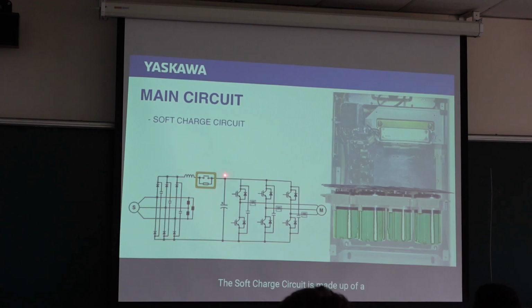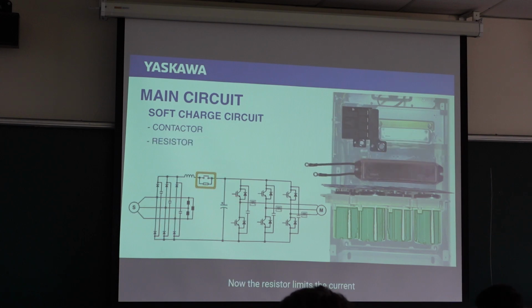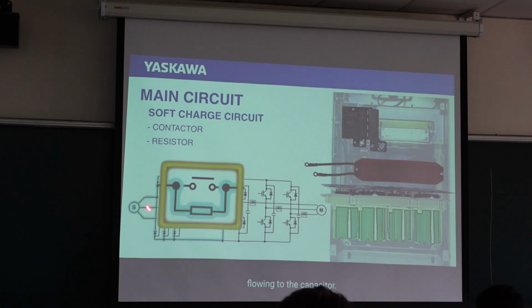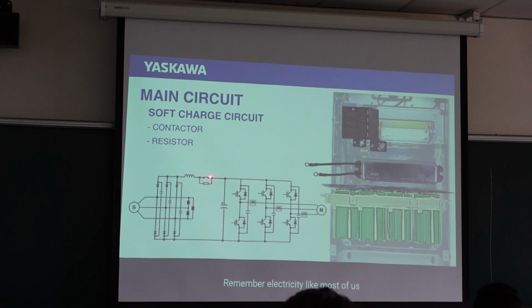The soft charge circuit is made up of a contactor and a resistor. The resistor limits the current flowing to the capacitor. After the capacitor charges, the contactor closes and bypasses the resistor. Current will follow the path of least resistance.